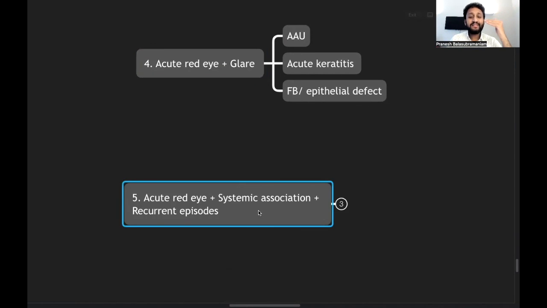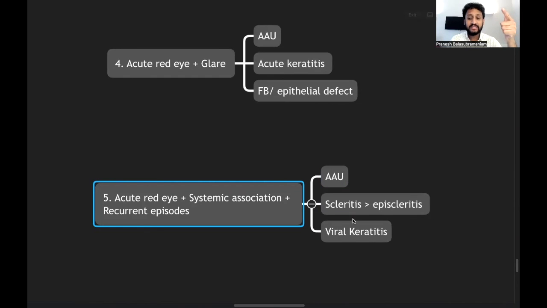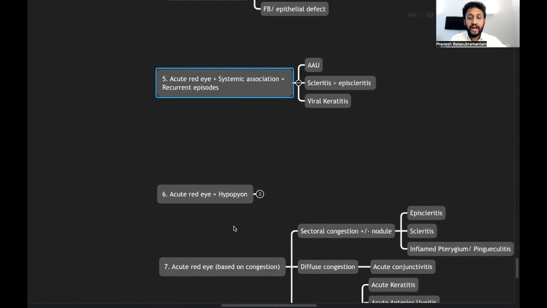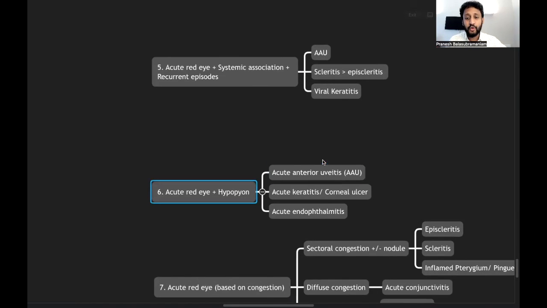Acute red eye with systemic association and recurrent episodes is very characteristic in cases of uveitis, scleritis, and viral keratitis. Even in viral keratitis, especially herpes zoster infections, the patients can have systemic involvement, and immunosuppression can be there. They can have recurrent episodes in viral keratitis as well. Acute red eye with hypopyon is another important feature. You will see sterile hypopyon in uveitis. You will see it in acute keratitis or corneal ulcer. You will also see it in acute endophthalmitis.